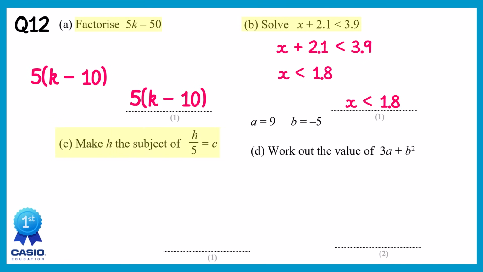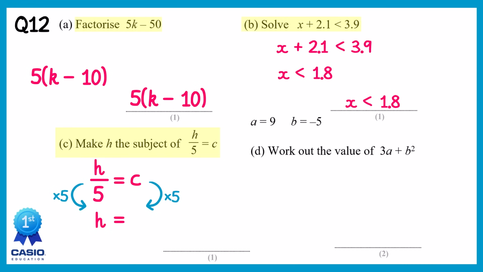In part C of this question, we need to rearrange this formula to make h the subject. So if we take the formula, what we want to do is get h on its own. At the moment we can see that h is divided by 5, so we will multiply both sides by 5. If you multiply the left side by 5, the divide 5 will cancel, so you just have h.